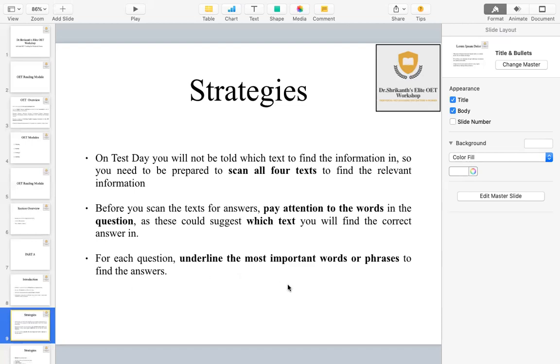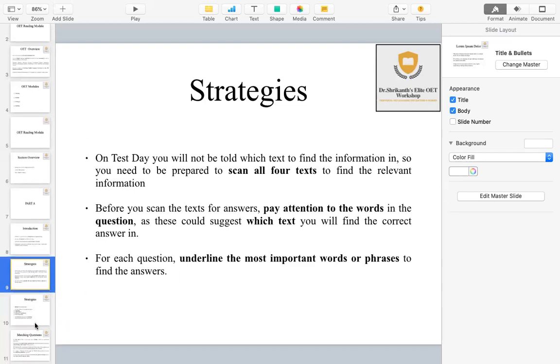For each question, underline the most important words or phrases to find the answers. There is no need to be shy regarding underlining or circling or scribbling anything you want in your question paper booklet. You can do whatever helps you to get your maximum score. So always utilize the empty spaces in the question paper booklet to the maximum. This is how you have to approach part A of the reading.